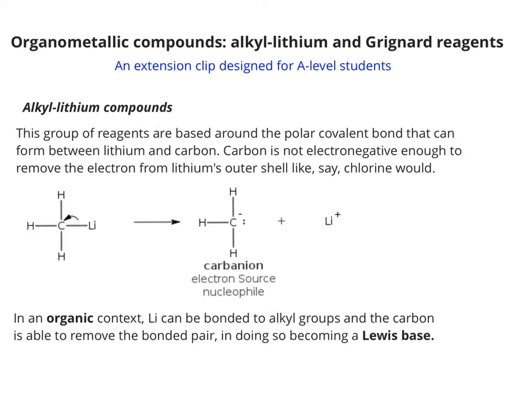If we put this into an organic context, you can see that lithium can be bonded to alkyl groups. If we put the dipoles in, you can see how an electron pair could move onto that carbon. That gives the carbon a negative charge, which means you get a negatively charged methyl carbanion. This is different from a carbocation that you might have heard of. Carbocations are positively charged. A carbanion is negatively charged. So it's an electron source, which is true. It's also a nucleophile. It can also be considered a Lewis base, like we talked about earlier.